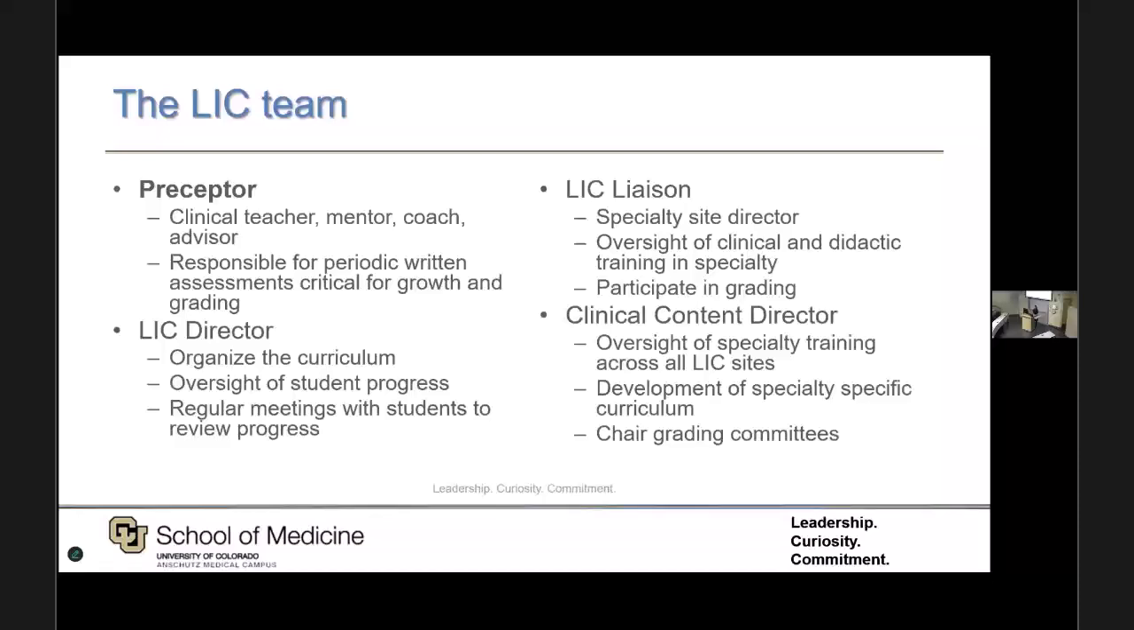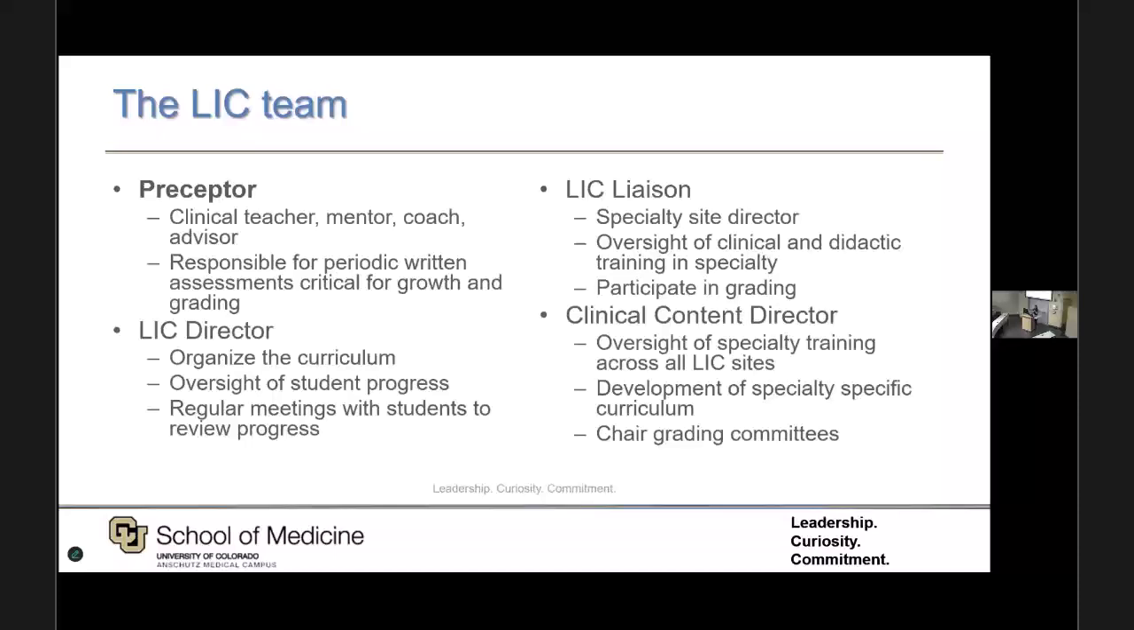So the LIC team is made up of these individuals. The preceptor is you. That's the clinical teacher that the student is assigned to work with in a given specialty over the course of the year. Each of those LICs, if you think back to that map that I showed you with the rectangles, have one or two directors. The directors are the leaders for the students in that LIC cohort and help organize the curriculum, delivery of the curriculum for those students, help organize the learning seminars that happen a half day a week, and meet regularly with students to review their progress.